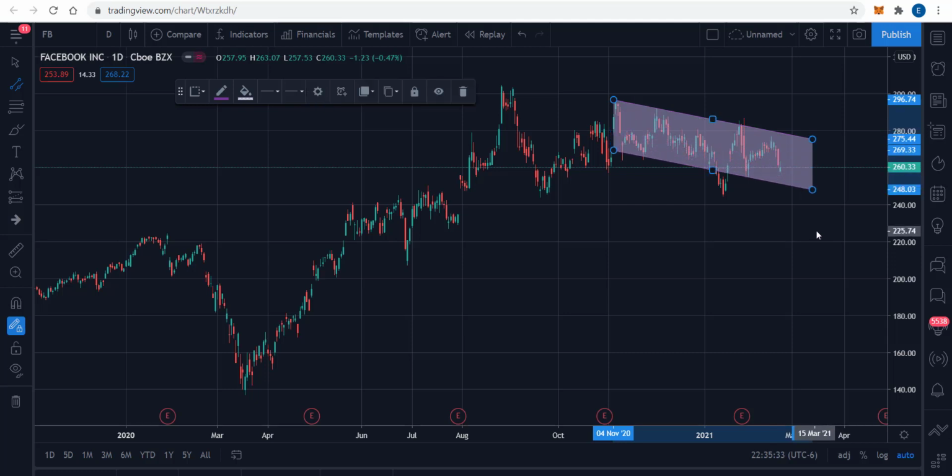So I don't have to draw these channels perfectly. I really just want to get as much of the data inside the channel as possible. So I don't mind this period here where we broke the channel a bit, but you can see just by connecting these tops that we're getting lower tops and lower lows, which is the definition of a bear market in Facebook. So we'll see if that holds in the coming days.